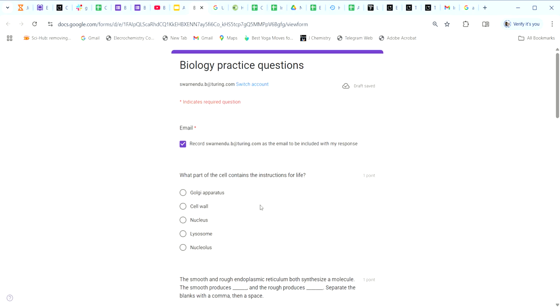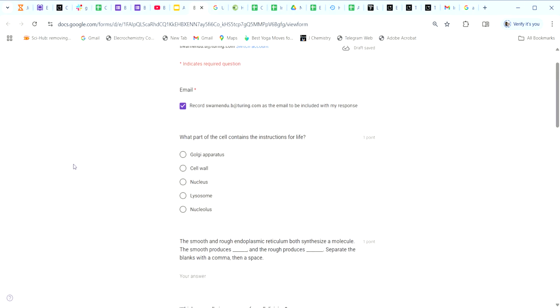What part of the cell contains the instruction for life? Golgi apparatus, cell wall, nucleus, nucleolus, lysosome. What part of the cell contains the instruction for life? Instruction. So I think it will be nucleus.